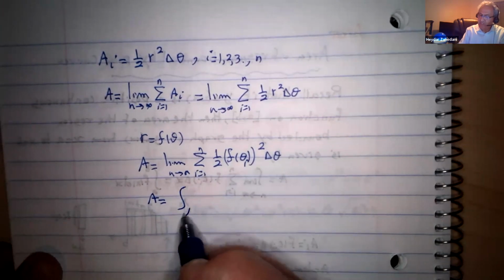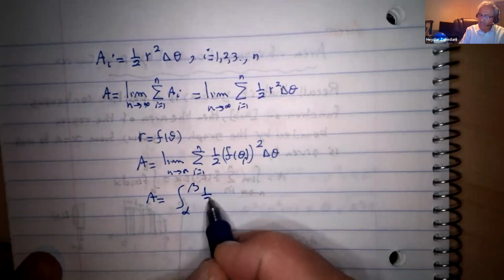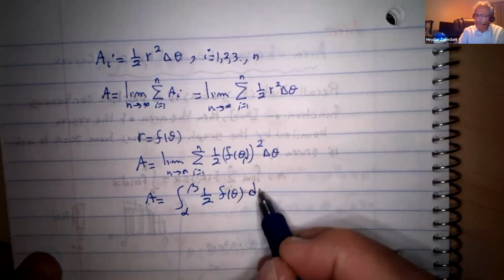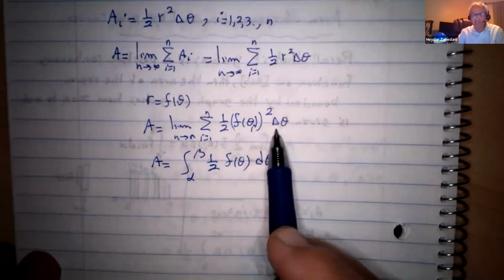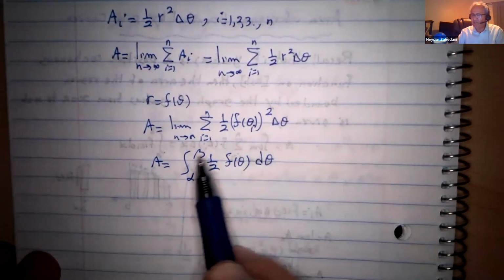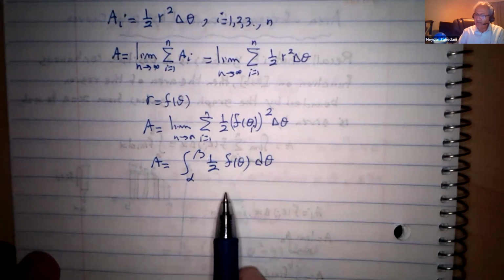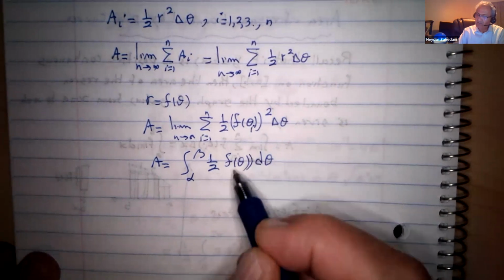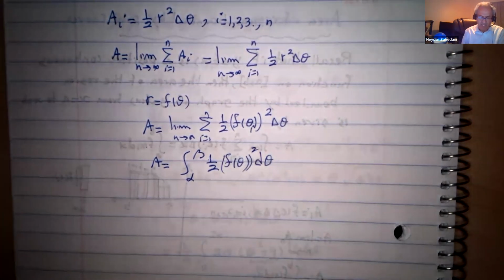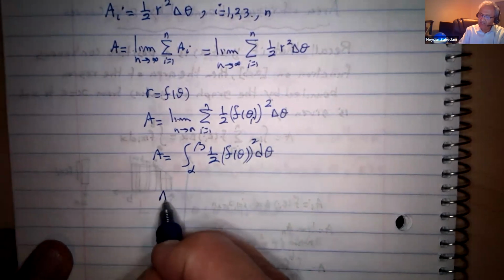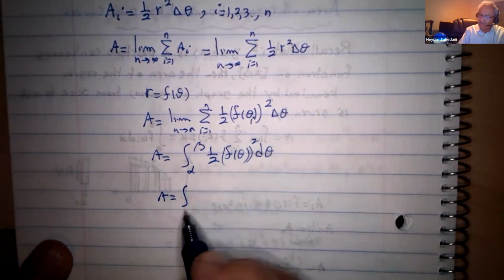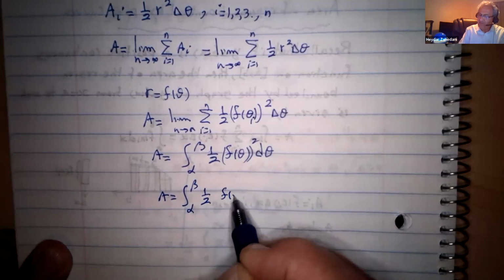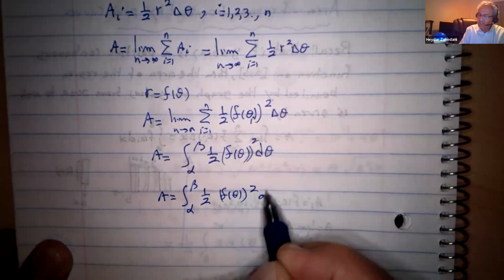It's going to be the integral from alpha to beta of 1/2 of f of theta, d theta, because this delta theta would be changed to d theta, and this is going to be your function. Sorry, there is a square here, so f of theta all squared. So that gives you a nice formula. The area under the curve in polar form is the integral from alpha to beta of 1/2 of f of theta all squared d theta.